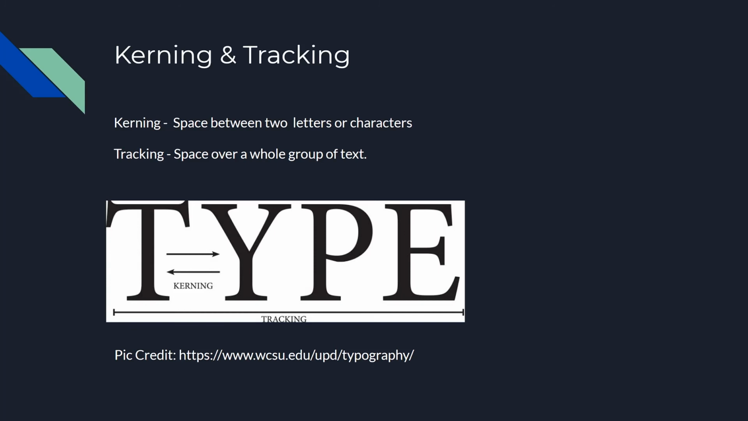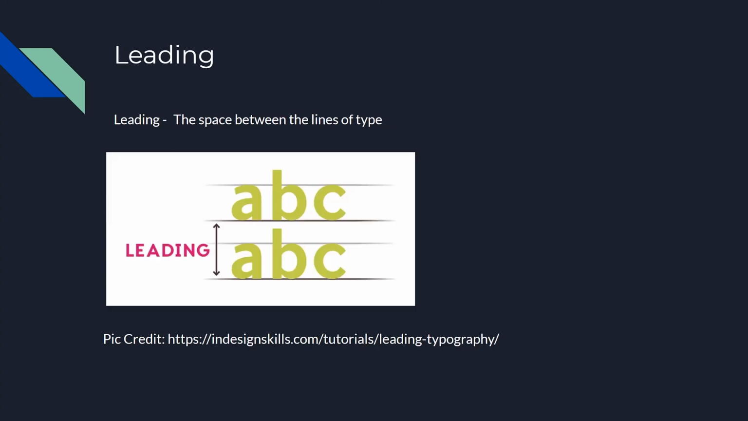Okay, so next we have kerning and tracking. So what is kerning? Kerning is the space between two letters or characters, while tracking is the space over the entire group of text. And you see it clearly in this picture here. Continuing, here we have the leading, and the leading is basically the space between two lines of text, and we see it here very clearly.